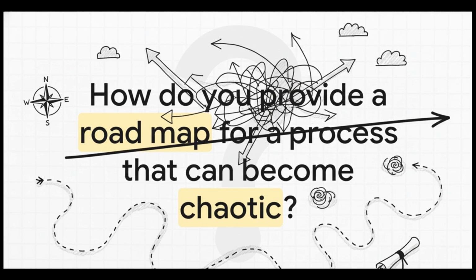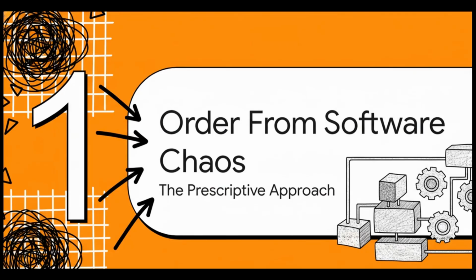I mean, think about it. If you don't have a map, you're going to get lost, right? But what kind of map can you possibly draw for a landscape that's shifting under your feet? Well, their first answer was simple. Draw a very, very straight line. And that brings us right to our first stop, the idea of creating order from software chaos.